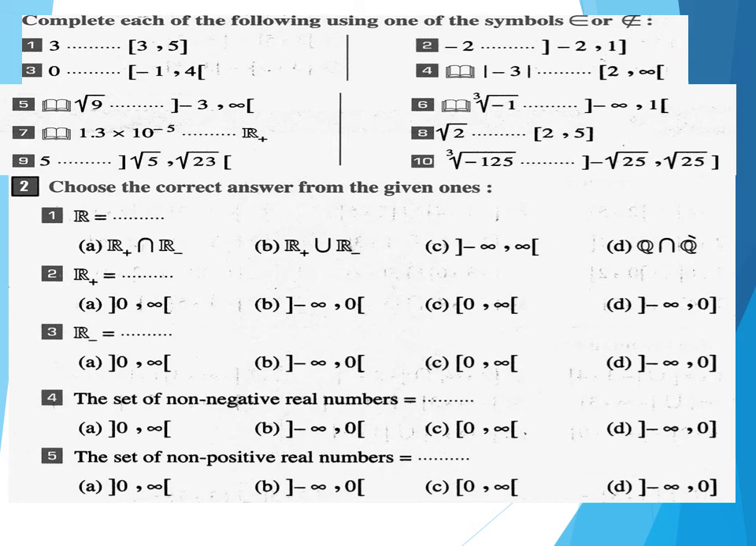Complete by using belong or does not belong. Number 1, 3 is between 3 and 5, it belongs to. Number 2, negative 2 open means negative 2 does not belong to the interval, so it does not belong. Number 3 belongs. Number 4, the absolute value of negative 3 equals 3, so 3 belongs to 2 to infinity. Root 9 is 3, 3 belongs to, and so on.